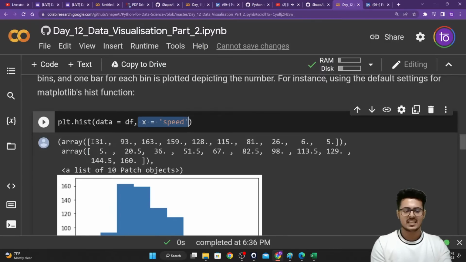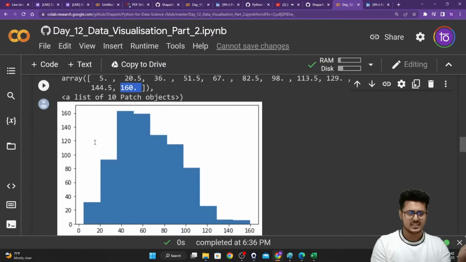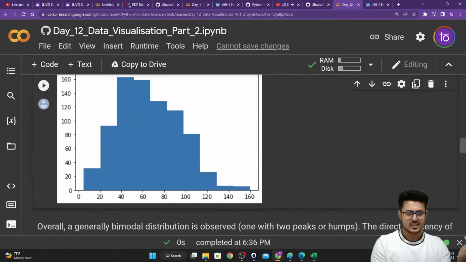What it does is, it will take up the minimum number, 31, and the highest number, 160. We will divide it into equal parts. If you go right over here, you are able to see that you are starting out with something very near to 10. From 10 to 20 you are having the first batch, then 20 to 40 you are having the second batch, and so on and so forth.